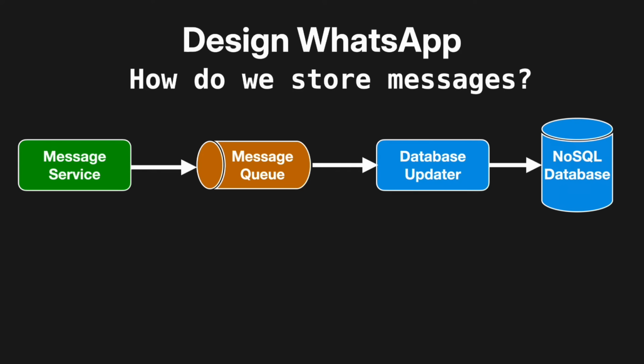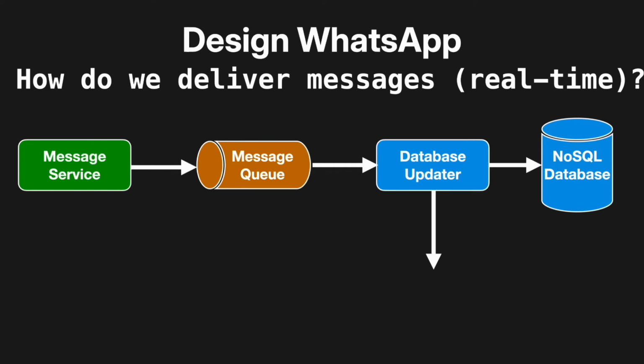This database will not only store the message content, but also important metadata such as sender, recipient, timestamps, message status, and more. And for group chats, we'll need to store the list of recipients and track the delivery and read status for each individual recipient. Moving on to the next question, how do we deliver messages in real time?